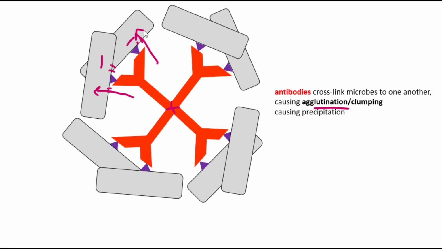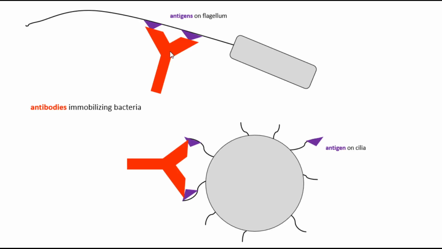Speaking of helping the phagocytes to clean up the area and phagocytize the microbes, in the next image I can see a very smart strategy that antibodies use. Antibodies bind to the antigens that are present on organelles such as flagella and cilia that some bacteria use to move. And when antibody molecules bind to the antigens present on flagella or cilia, clearly those bacteria are immobilized.